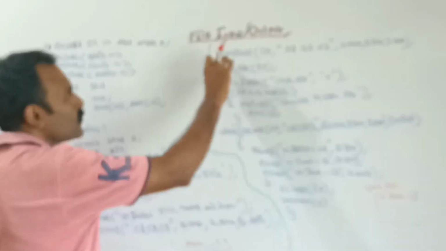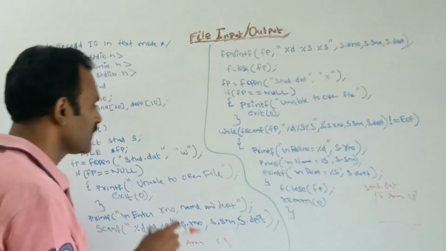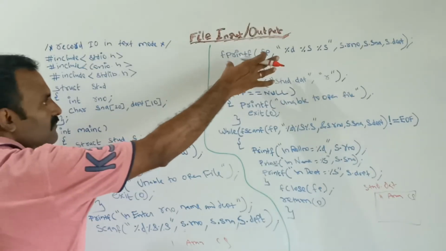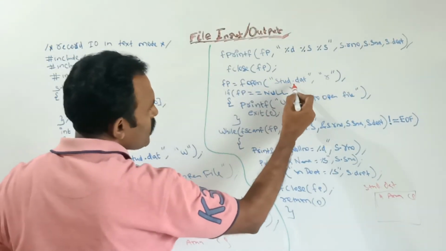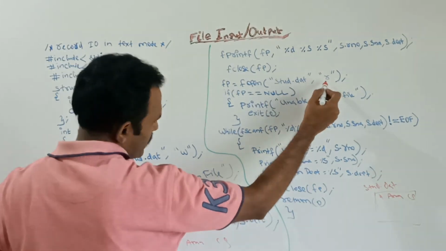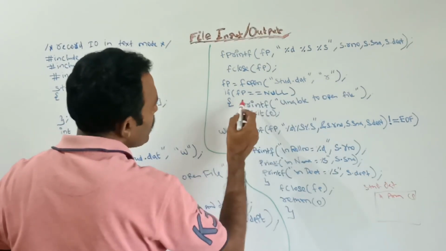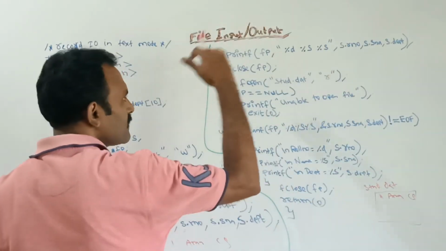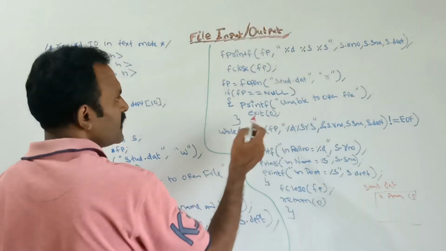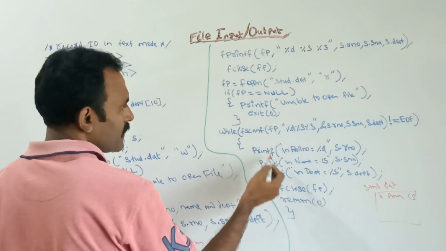Next I am closing the file. Once the file is closed, the buffer and all will be cleared. After that I am again opening the file student.dat, this time in read mode, so that we can read the content inside the file. From the disk it will load into the buffer, and from the buffer I am reading the content and printing it.